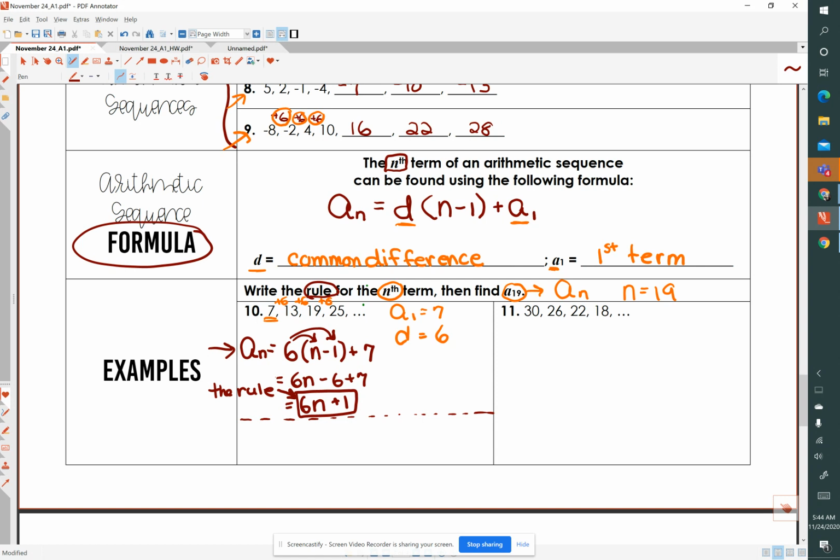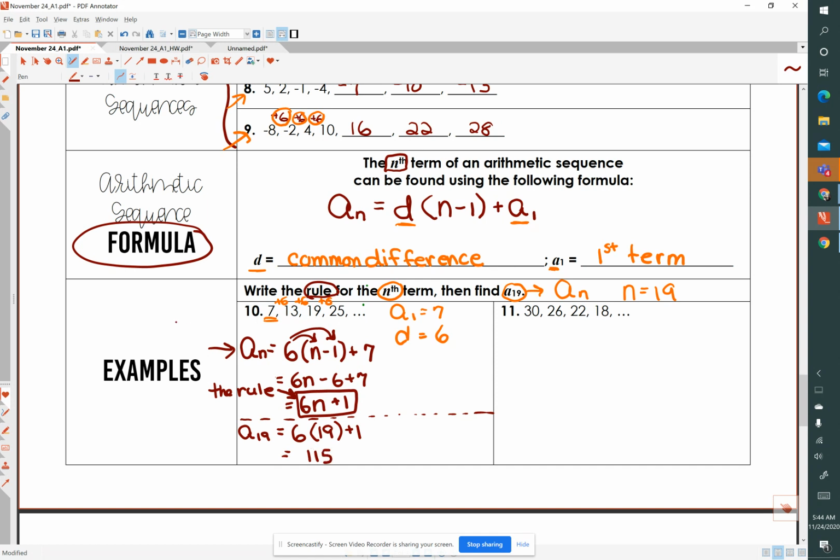So to find the 19th term, a sub 19 equals, you just copy this, 6. We're substituting with parentheses. I hope I've built that habit into you. Plus 1. And then we just evaluate that. 6 times 19 plus 1 equals 115.